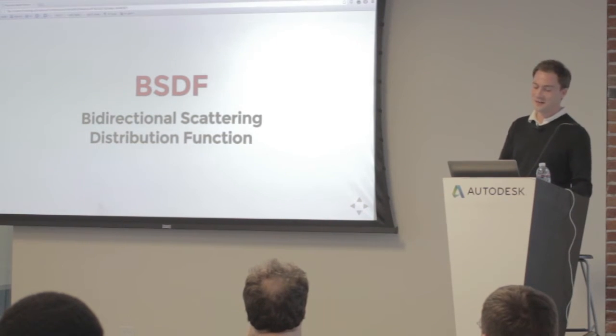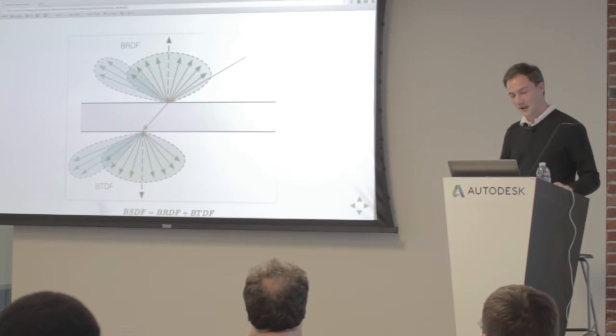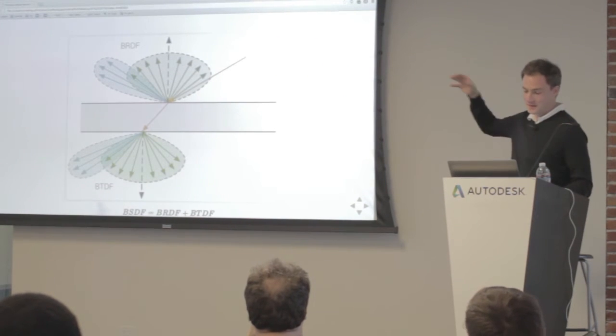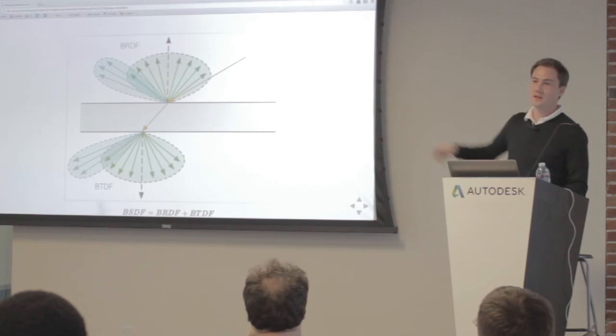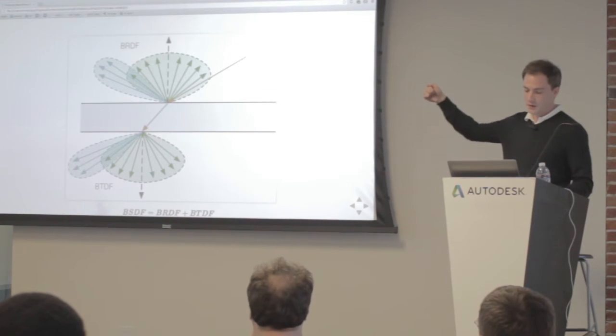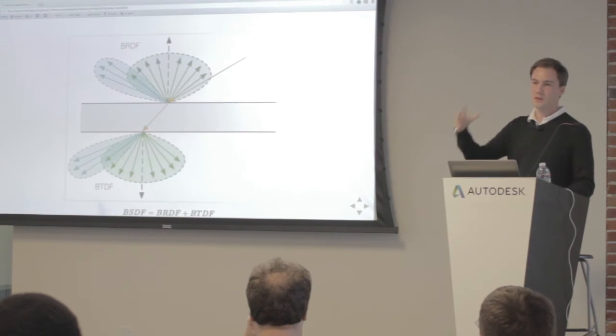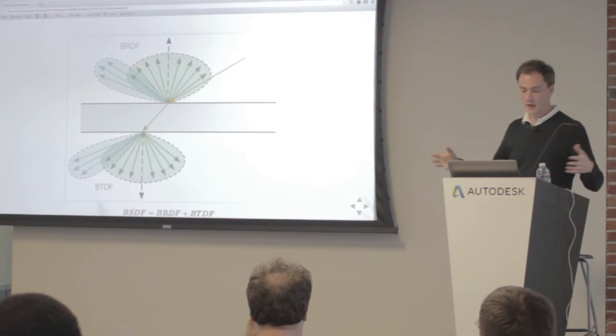So it means bidirectional scattering distribution function. It's a very fancy name, and this is a BSDF. The gray part here, imagine that it's the surface of an object, the material itself. You have the yellow line, that's the light incoming, and it's going to bounce off of the object and send light back to your eye.